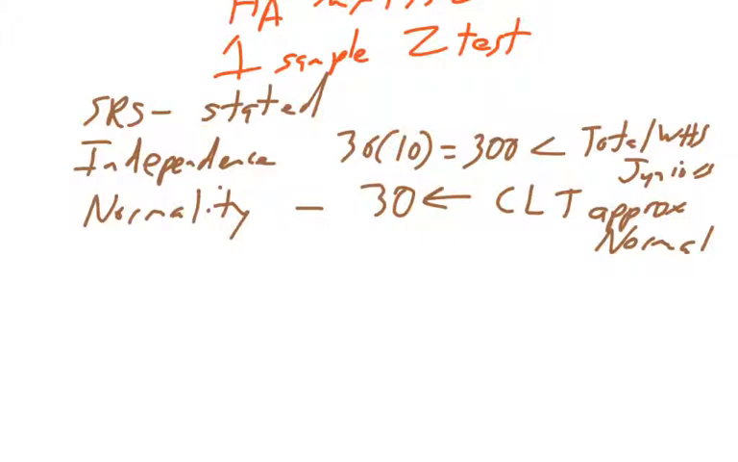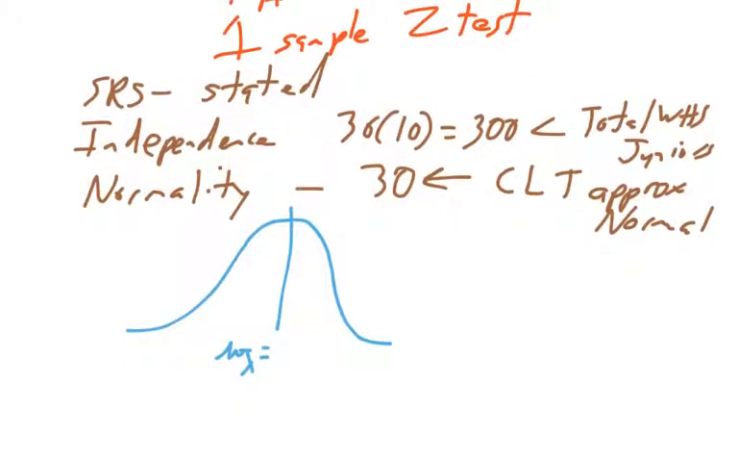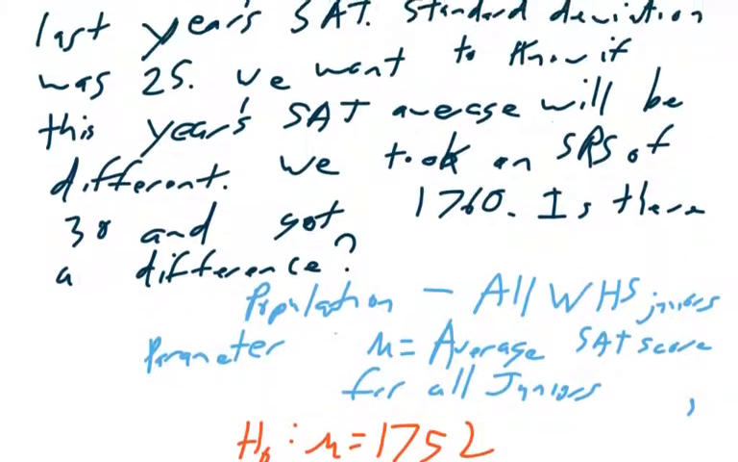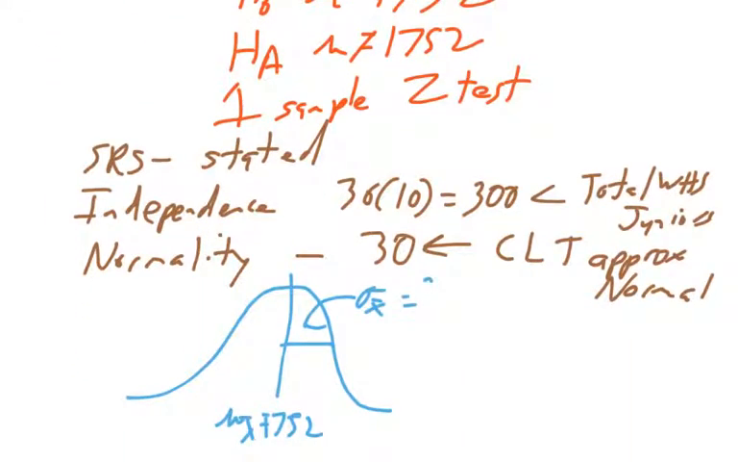So the third thing we're going to do is try to do our calculation. My expected value for X bar is what I put up there, which is 1752. My standard deviation for X bar is, let's see, 25 divided by the square root of 30, and that is 4.56.